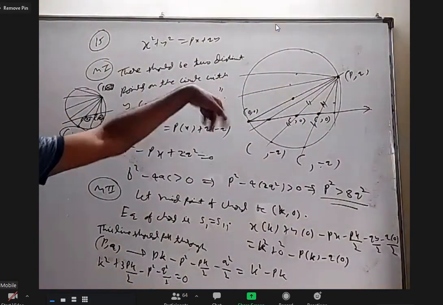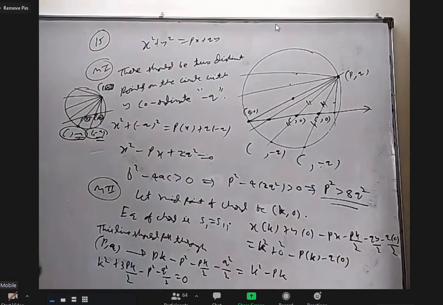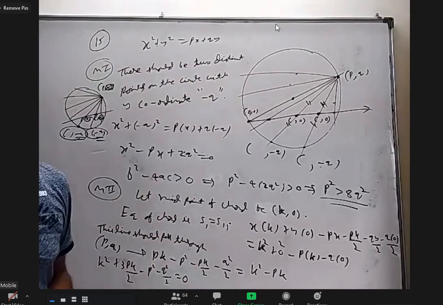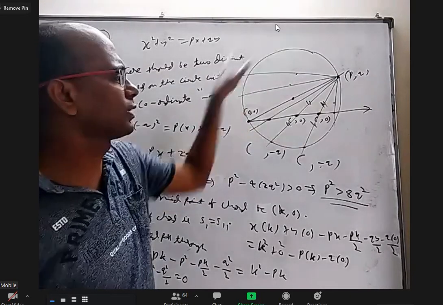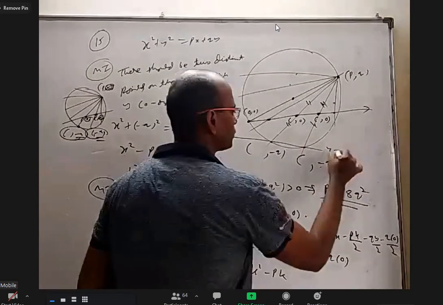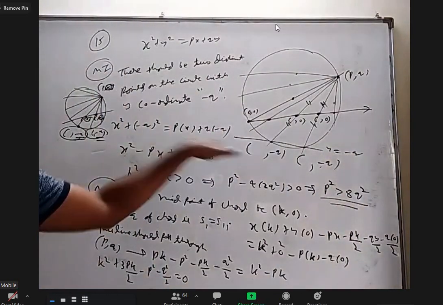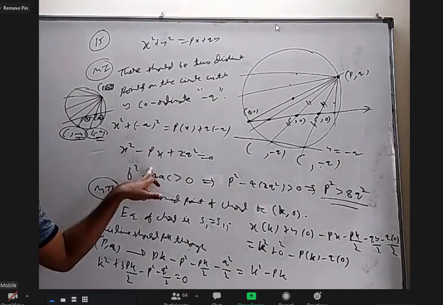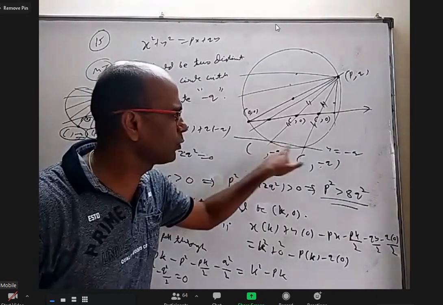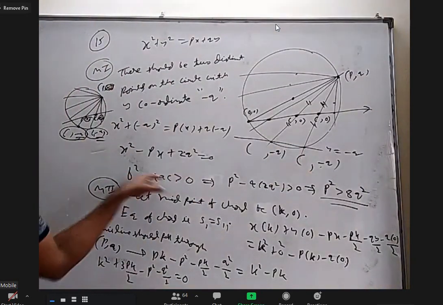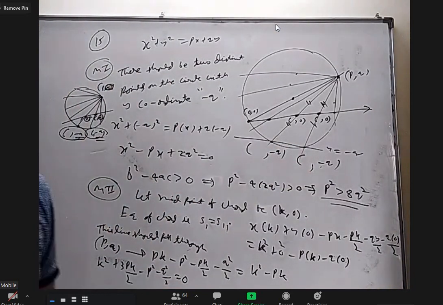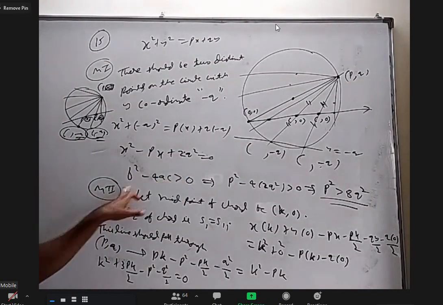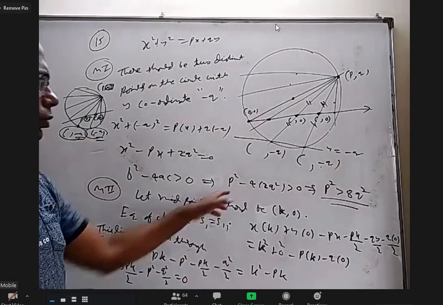So how many points on the circle should have y-coordinate minus q? 2 points, 2 distinct points. That's why I substituted y as minus q. I got a quadratic equation. Basically, I'm trying to solve the circle and the line y equal to minus q. So this line y equal to minus q and this circle should intersect at 2 points. When I substituted y as minus q, I got a quadratic equation for x. One root will be this x value, one root will be this x value. So I should have two distinct roots, which means the discriminant b square minus 4ac should be greater than 0. A is 1, b is minus p and c is 2q square. Right? So that is this.